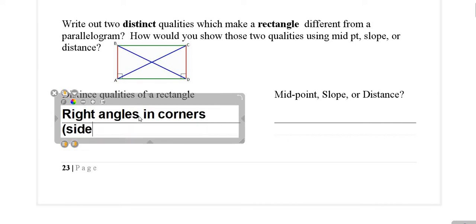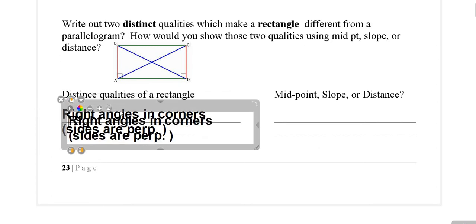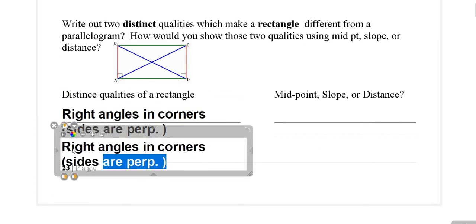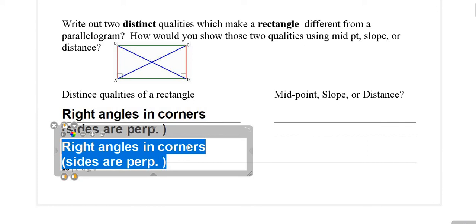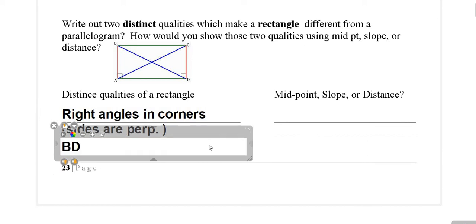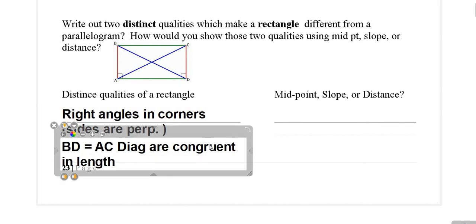In other words, the sides are perpendicular. Right angles in the corners, the sides are perpendicular. Another thing that you could do is, we know that the diagonal lengths are congruent. So in this diagram, we would say something like BD would be equal to AC, or the diagonals are congruent in length. Both would be a possibility.